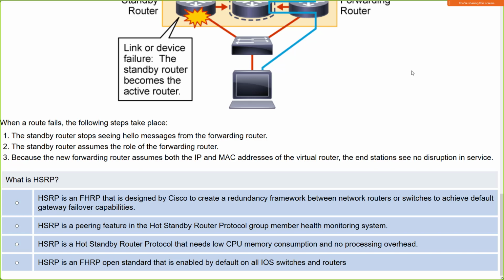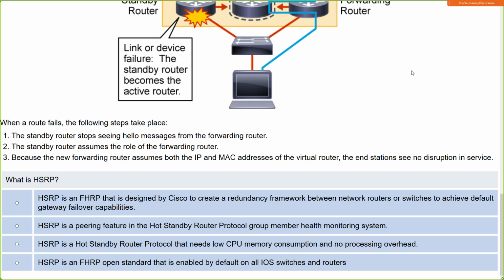All right. So when a router fails, maybe we lose a link on the downstream side. That's kind of the simplest way to identify a failure. The standby router stops getting the hello messages from the forwarding router. And so the standby router is passive. It's sitting there waiting to see these keepalives from the active router. So after a certain amount of time, there's a dead timer involved. In the case of HSRP, it's 10 seconds.